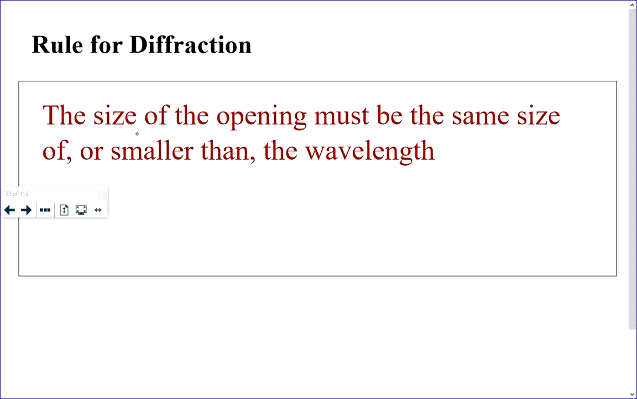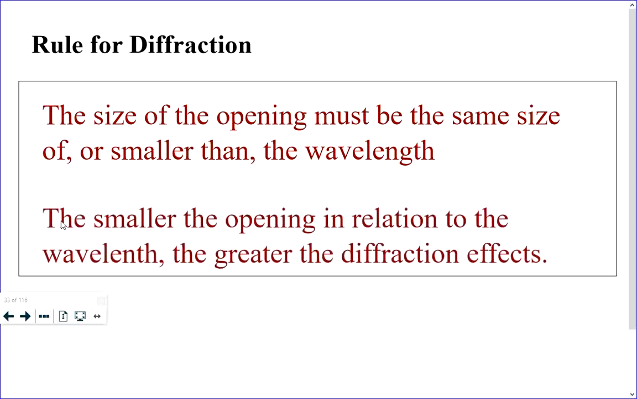And I can tell I should have either made a bigger box for you to write in or told you that there's going to be a second thing to write. And I'm sorry for that if you've filled it up. This next part is pretty slippery in the brain. The smaller the opening is compared to the wavelength, the more diffraction occurs. So the opening's got to be the same size as the wavelength or smaller. And if it's even smaller, the smaller it is compared to the wavelength, the more the diffraction occurs. And I will explain to you what that means in just a minute.